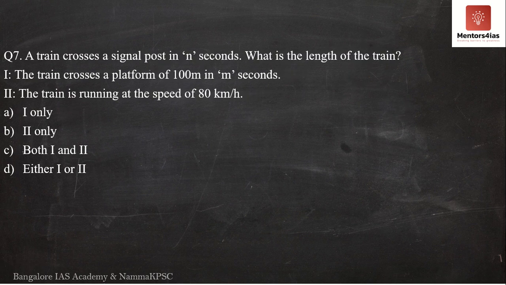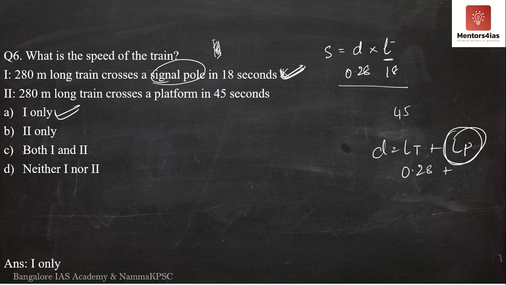Seventh question. The seventh question says a train crosses a signal in n seconds. Therefore, what is the length of the train? Now, for the length of the train, L T is nothing but speed into time. Now, this is nothing but the distance over here.